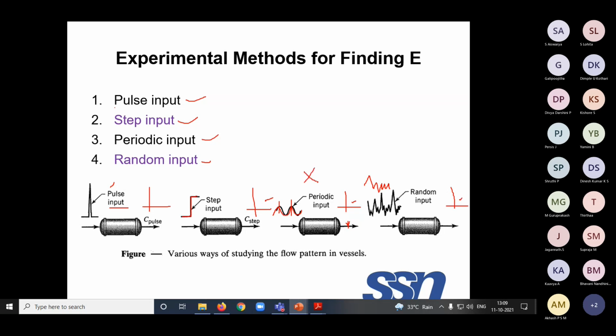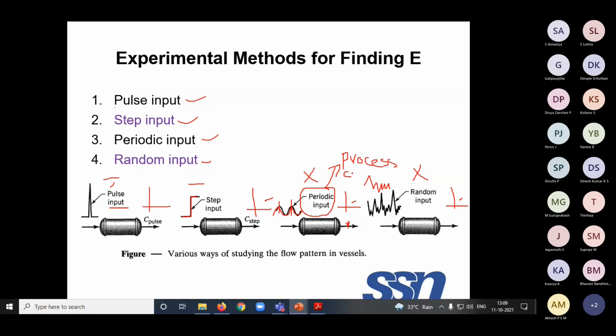So here we won't go for this. We won't go for this. In our syllabus, we go only for pulse and step input. The periodic input you can see in process control, which will come next semester.